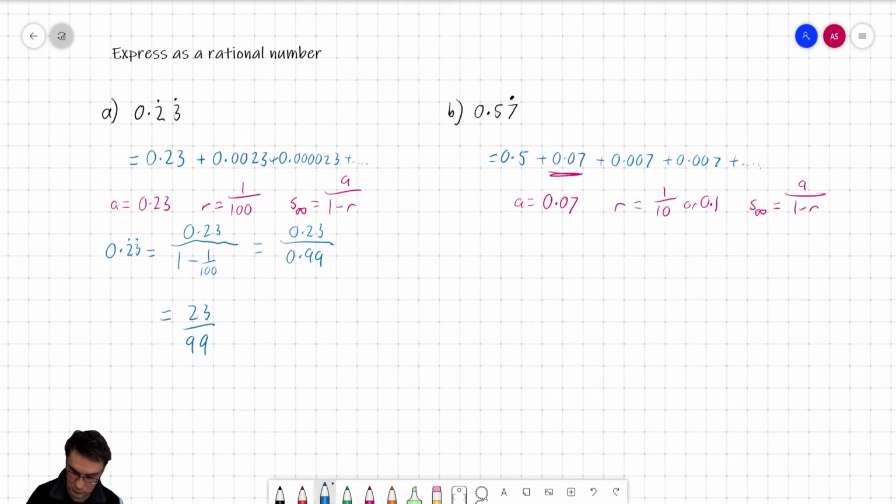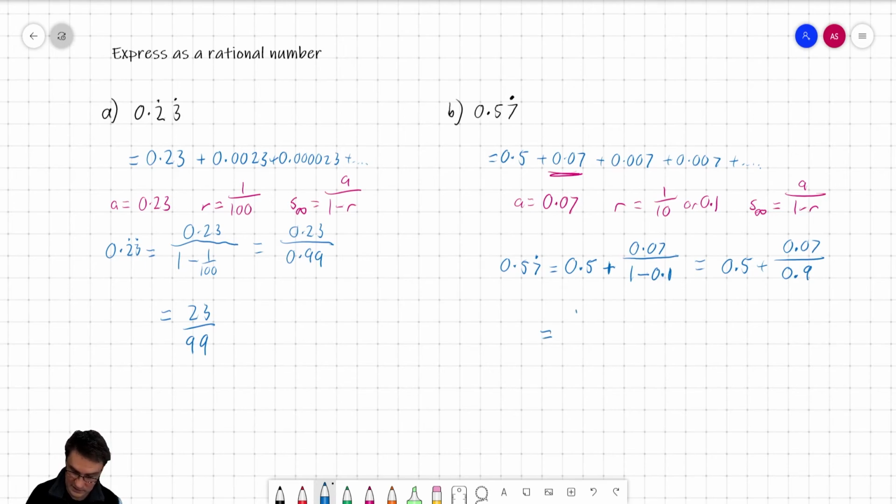So now let's bring this together. We're going to have 0.57 repeated. Now, the sum of this is going to be 0.5. That 0.5 needs to be there, but it doesn't form part of the series. Then we're going to add to it this part of the series now. So it's going to be 0.07 over 1 minus 0.1. As we work this out a bit further, it's 0.5 plus 0.07 over 0.9.